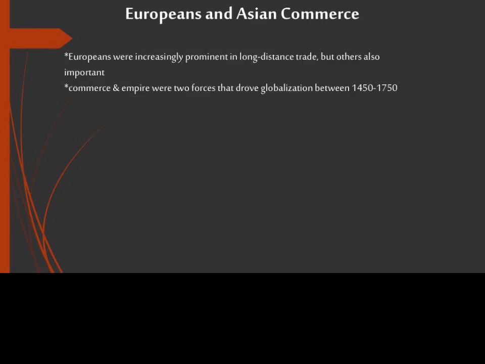Europeans were increasingly prominent in long-distance trade, but there were other peoples who were also important. And commerce and empire were the 2 forces that fueled globalization during our early modern period, 1450 to 1750.